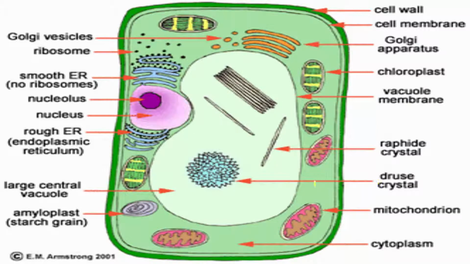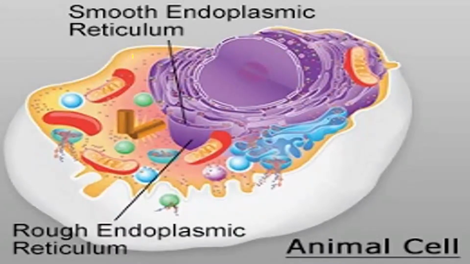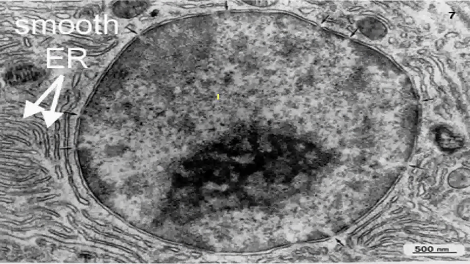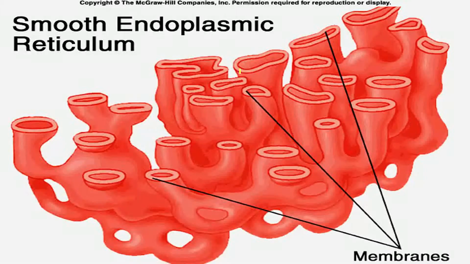There is a smooth endoplasmic reticulum in the plant cell, as you can see here. There are no ribosomes attached to it, and it could also be seen in the animal cell. So this is smooth ER when looked under a microscope. So I'm going to talk to you a bit more about the structure of smooth ER.